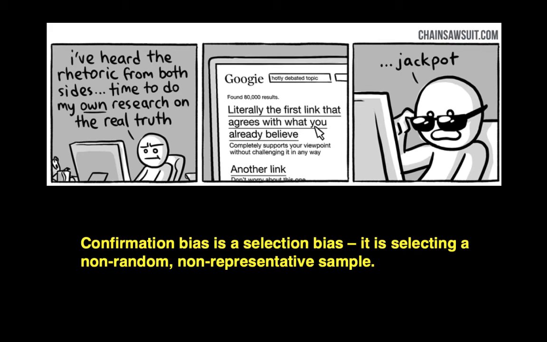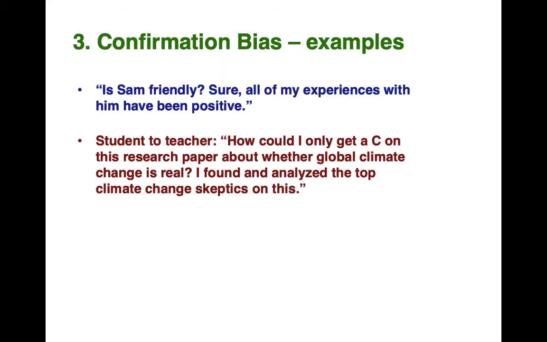Confirmation bias is a selection bias. It's selecting non-random, non-representative samples. Here are some examples of confirmation bias. Someone asks you, is Sam friendly? Sure, all of my experiences with him have been positive. Student to teacher, how could I only get a C on this research paper about whether global climate change is real? I found and analyzed the top climate change skeptics on this.